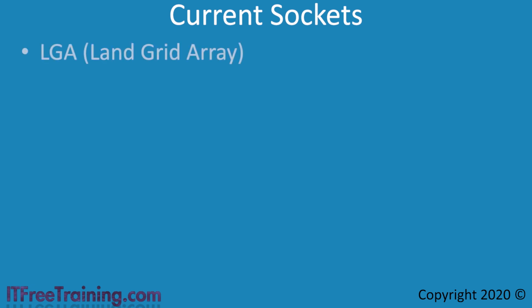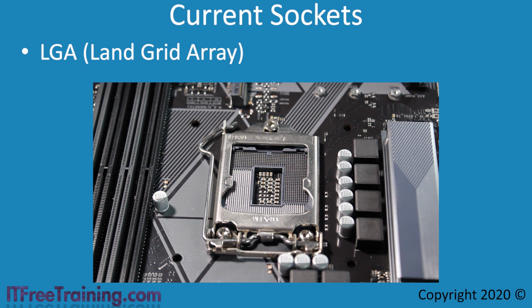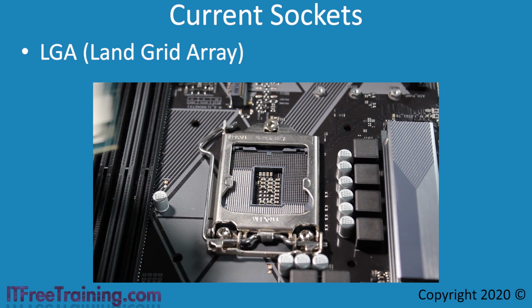The current sockets being used are LGA, or Land Grid Array. The big difference is that the pins are not in the CPU, but on the motherboard. Having the pins on the chip increases the chance that they may be bent or damaged when handling the CPU. This change was made to reduce the risk of damaging the CPU when installing or handling it.